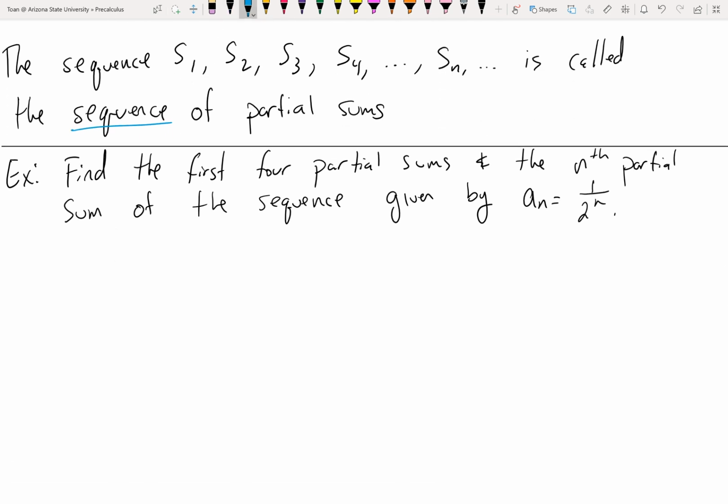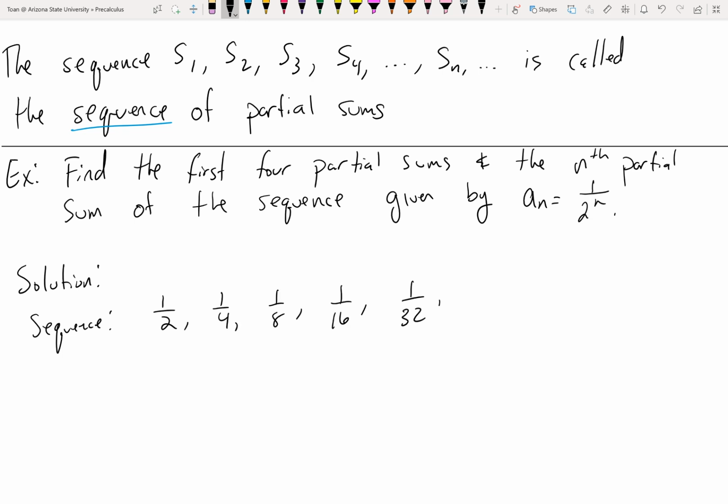So before we find the partial sums, we need to have the sequence laid out. Well, since they give you the explicit formula, I hope it doesn't take a lot of effort to realize that this sequence looks something like 1/2, 1/4, 1/8, 1/16, 1/32, so on and so forth, right? All I did was plug in n equals 1, n equals 2, n equals 3, so on and so forth.